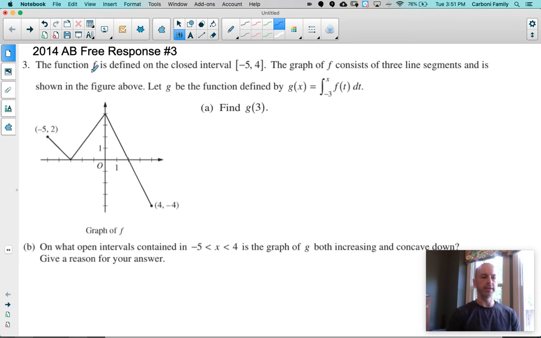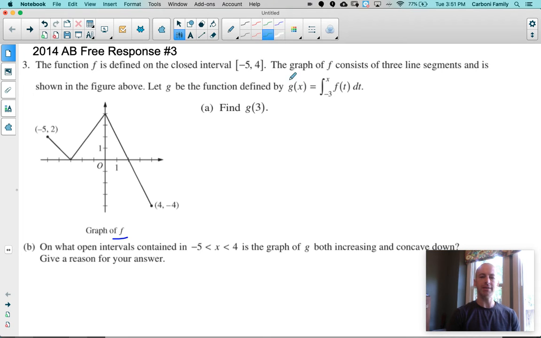All right, let's look at the 2014 AP Calculus AB free response question number 3. This was a non-calculator question, but honestly, the calculator is not going to help you anyway, even if you want to use it. You have a graph of f. Pay attention, this is the graph of f. It consists of 3 line segments, and then they tell you that g is this function.